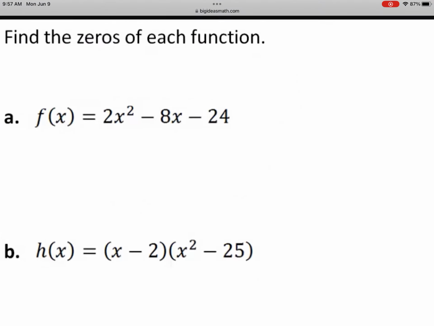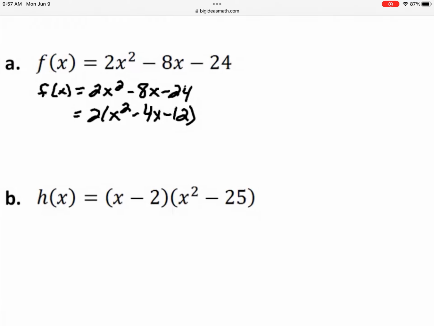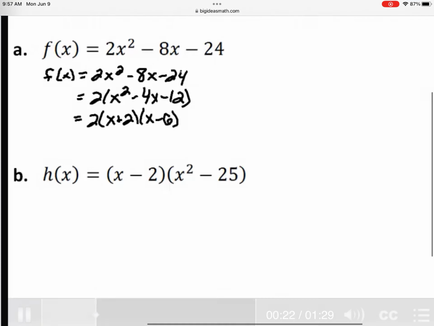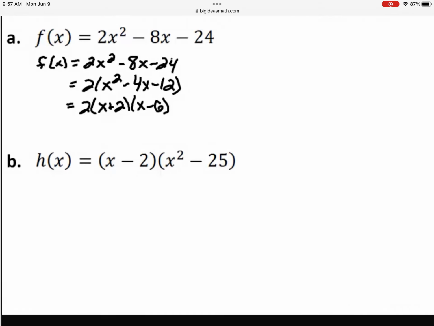Find the zeros of each function. Part A. F of x equals 2x squared minus 8x minus 24. Begin by writing the function in intercept form. 2x squared, 8x, and 24 have a greatest common factor of 2, so begin by factoring a 2 out of each term. X squared minus 4x minus 12 factors as the quantity x plus 2 times the quantity x minus 6.